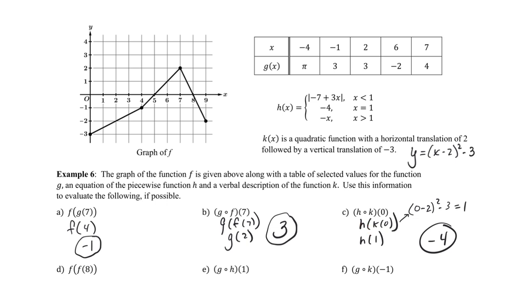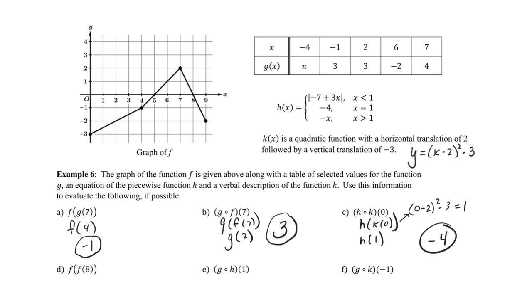For c, I rewrote it. I go to my k function. That's this guy that we rewrote. I put a 0 in for the x, worked it out, got a 1. Then I put the h of 1, so I have to go to the h function, and h is equal to 1. So I go here, and I got a -4 as my output.